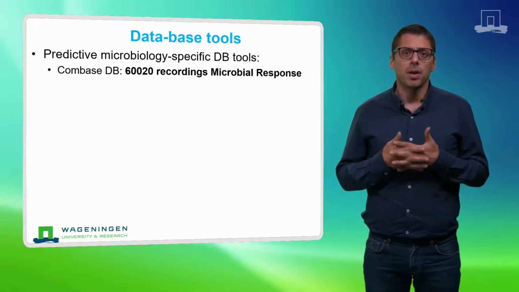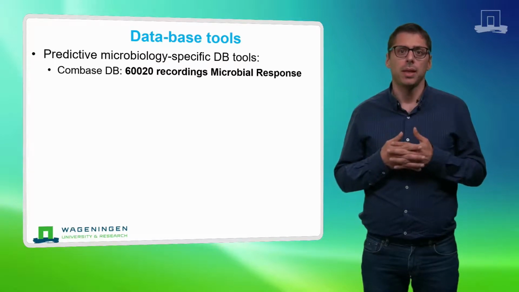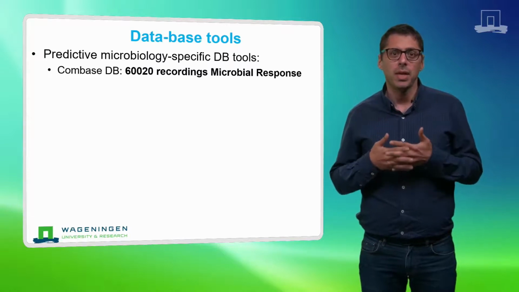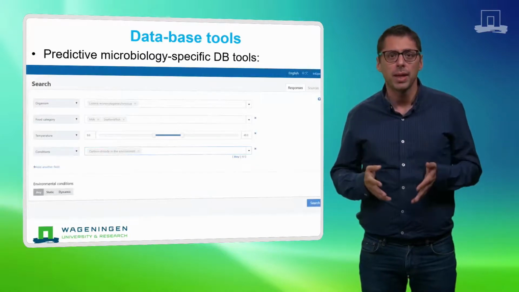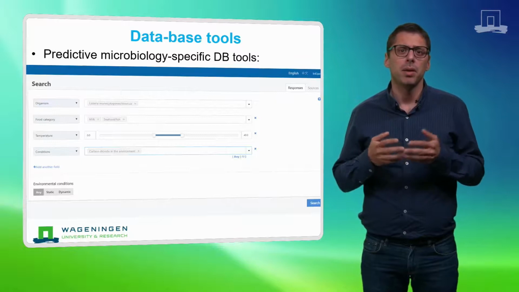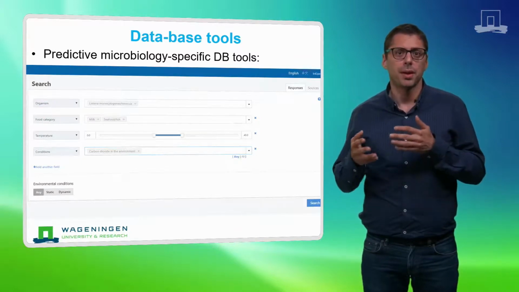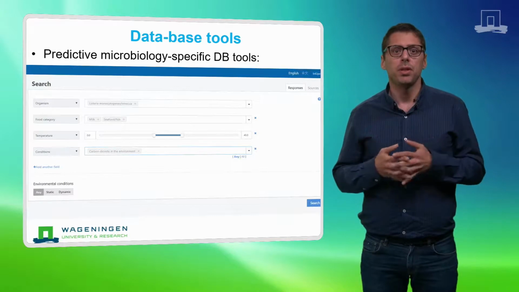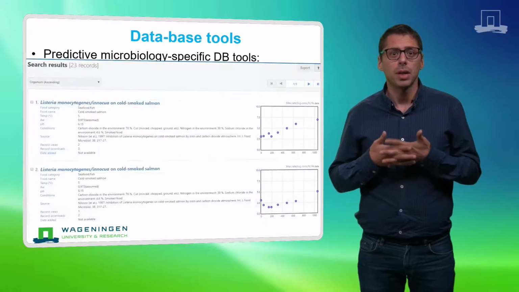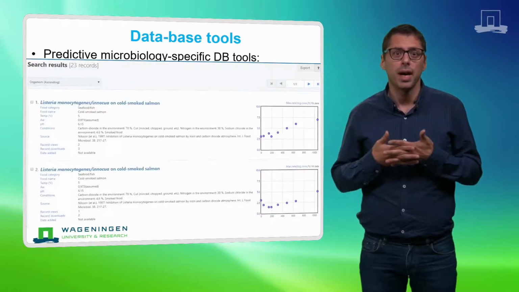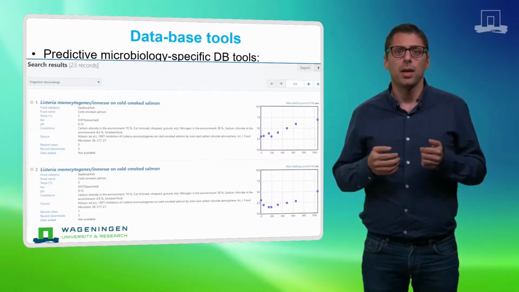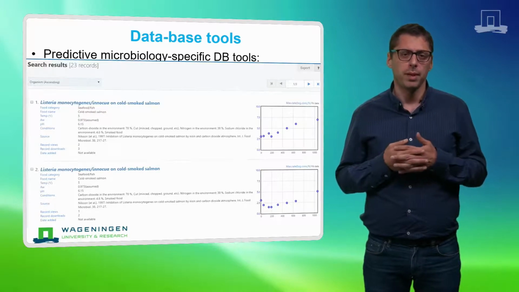The largest database for microbial responses in foods is ComBase, that comprises a total of 60,000 recordings. The ComBase browser allows users to search for specific microbial data based on specific searching criteria, such as microorganism, food matrix, environmental factor, that is temperature, water activity, etc., their ranges, or specific conditions, as for example modified atmosphere packaging. Then the database returns the recordings matching the selected criteria, providing microbial response data and metadata, such as experimental conditions, source, etc., using a user-friendly interface.